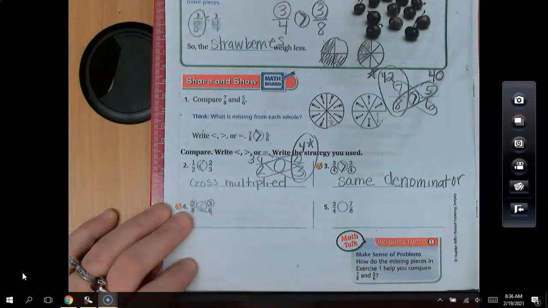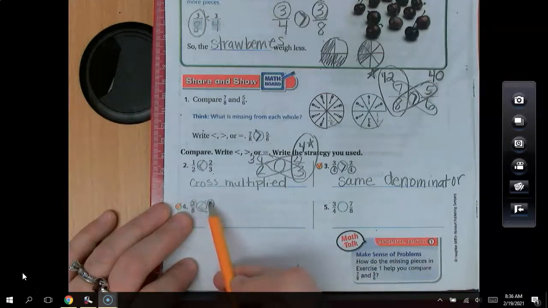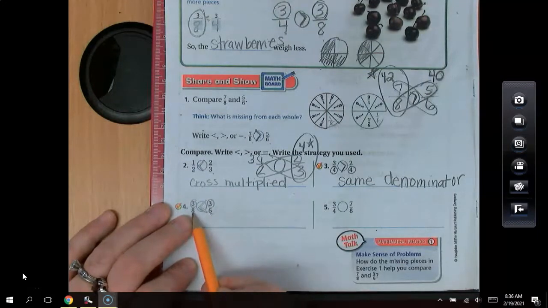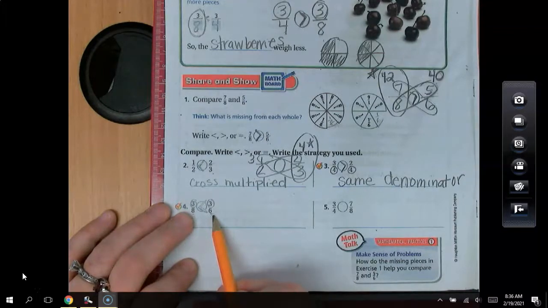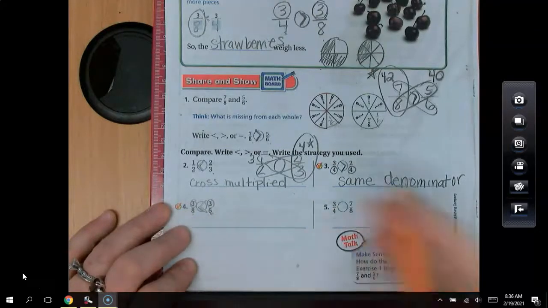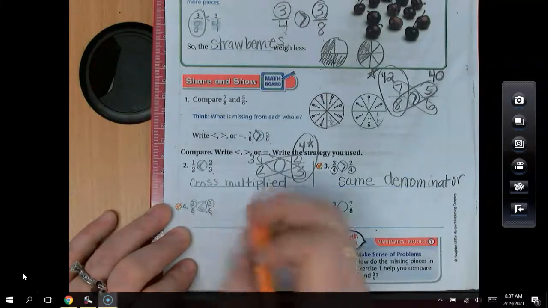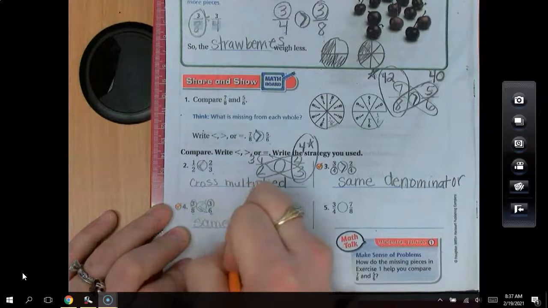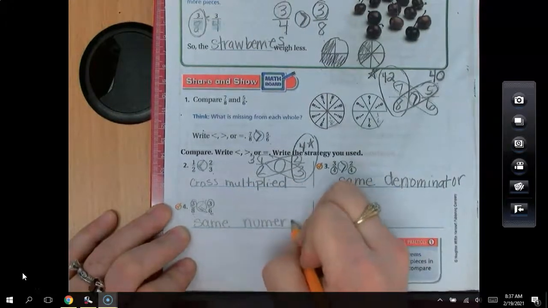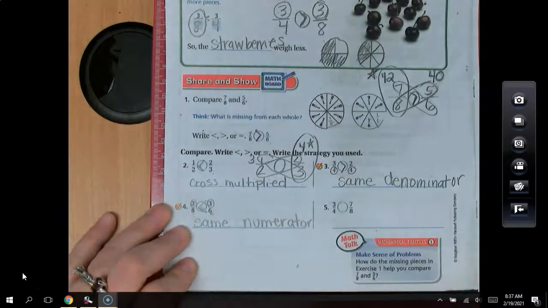Does that make sense? It's a little bit difficult, so we'll keep on practicing to make sure you understand, okay? So when your numerators are the same, you need to look at your denominators and ask yourself, would you get a bigger piece if you shared with 8 people or you shared with 6 people? Well, obviously you would get a bigger piece if you shared with only 6 people, okay? So that's why the greater than sign goes towards the 3/6. So we looked at the same numerator. So go ahead and write same numerator.